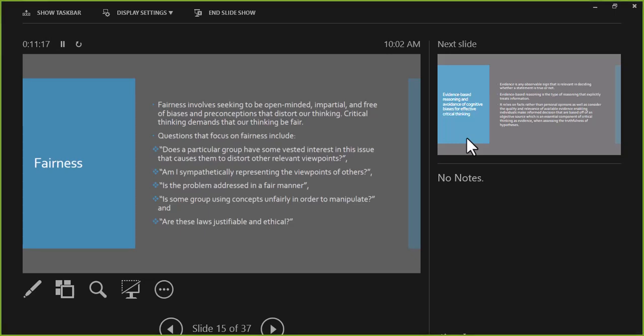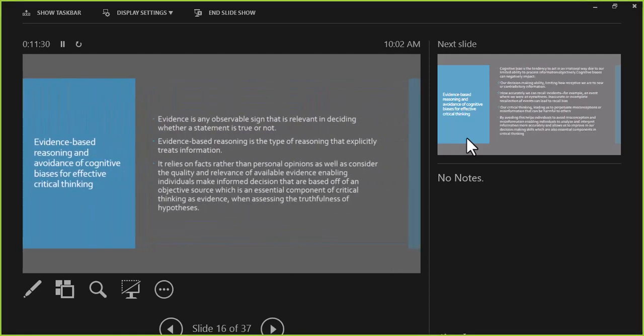All these are simply related to the fairness found inside our thinking, whether it is fair for one individual group or fair for the group that is within that topic. Then there is evidence-based reasoning and avoidance of cognitive bias for effective critical thinking.